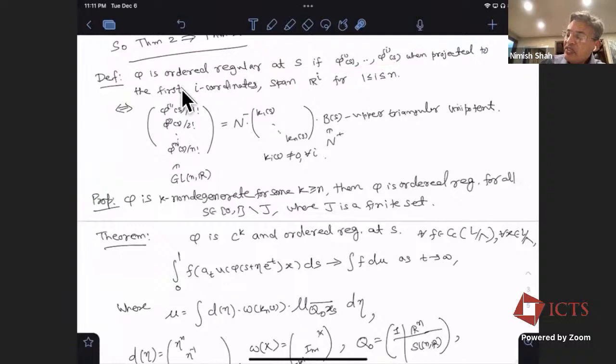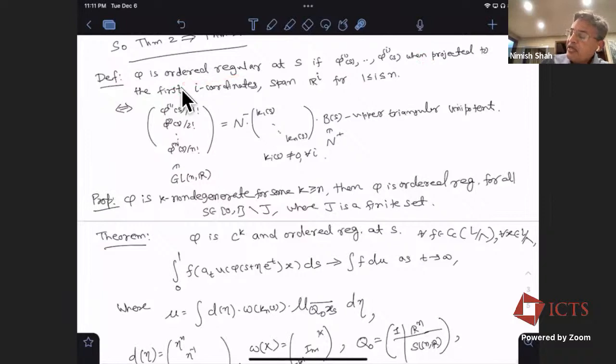And this is equivalent to saying as follows: you put the first derivative in the first row, the second derivative in the second row, the nth derivative in the nth row, and then divide by 1 factorial, 2 factorial, and so on, because of the Taylor expansion. It's convenient to do it this way. Then I know it's an element of GL_n(R) if these are linearly independent.